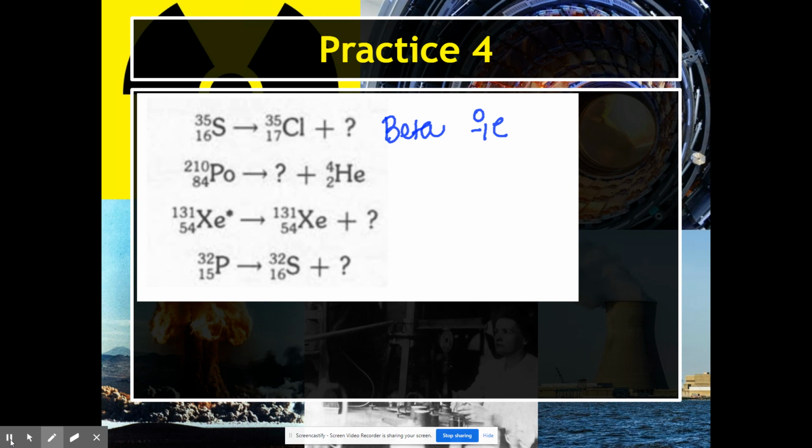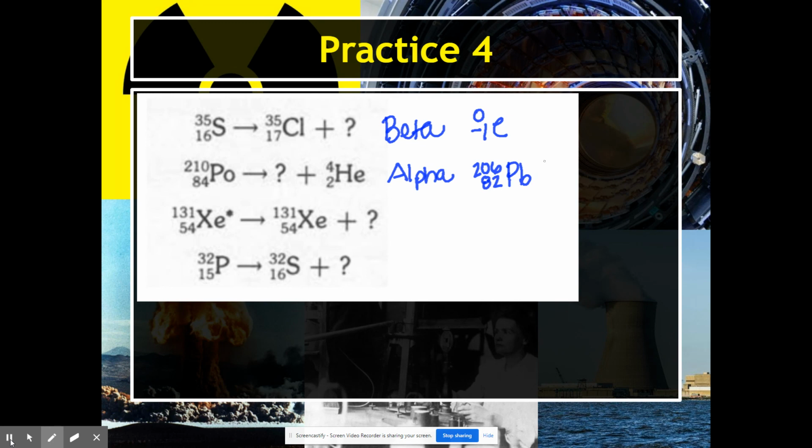For the next one, we have polonium-210, 84 yielding our question mark plus 4, 2 helium. The 4, 2 helium tells us this is alpha radiation. What goes in the question mark? We're going to decrease our mass by 4, so 206. We're going to decrease our atomic number by 2, 82. 82 tells us that this is lead. And we are done with that.